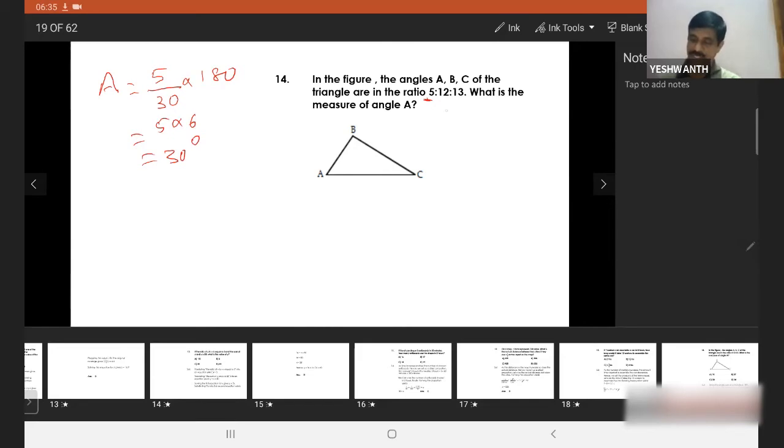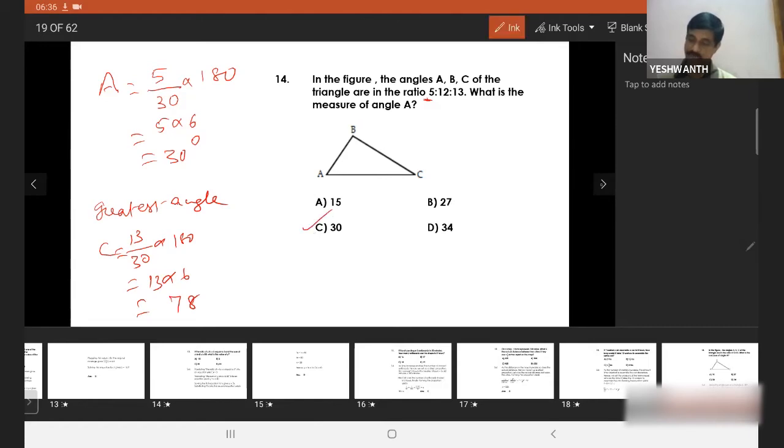Now, the ratio of C is the greatest of all. So if he asks for the greatest angle, we take 13 by 30 into total angle. Smallest angle means smallest ratio, which is 5, so angle A will be the smallest of all. If he says greatest angle, it is C, because C's ratio is more. 13 by 30 into 180, this is 13 into 6, so this is how you get it. So you have 30 degrees, option C, that is the answer.